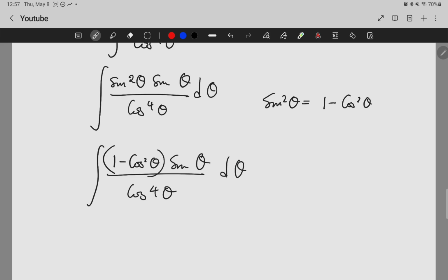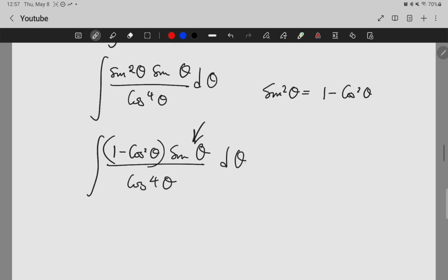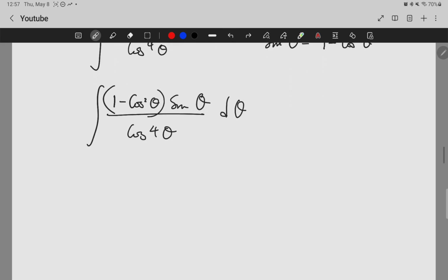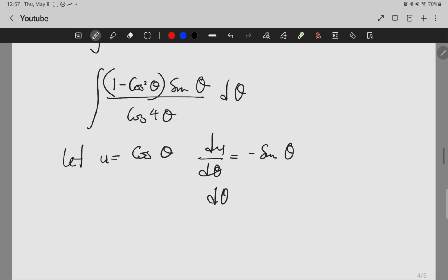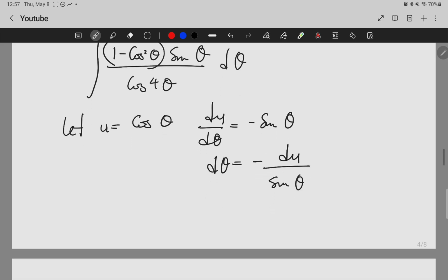So I did it like this so that when I let u be cos theta, this sine theta will cancel with the sine that will come with the d theta there. So let's make that substitution. Let u be equal to cos theta. In this way, du d theta will be equal to negative sine theta. And when you make d theta the subject of the formula, you're going to have negative du over sine theta.